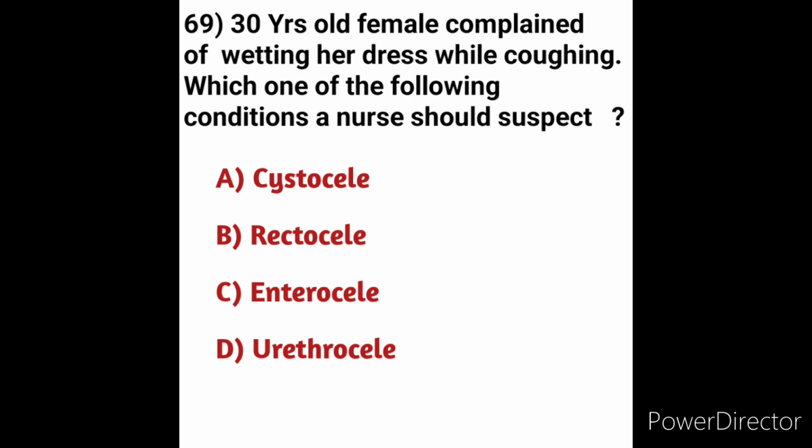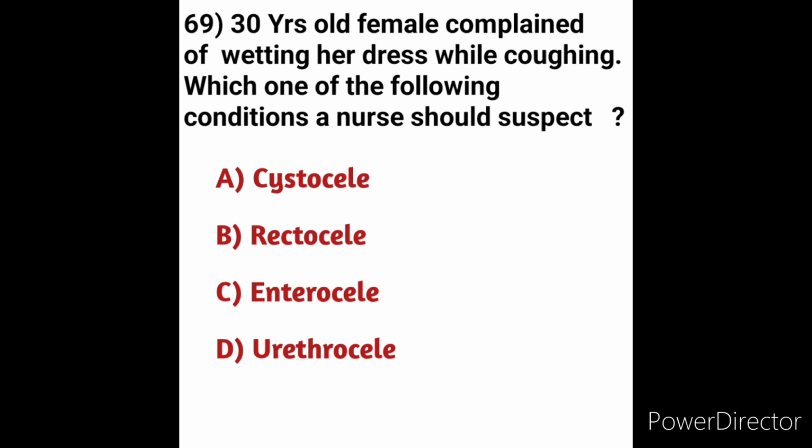We will see the options. Option A, cystocele. Option B, rectocele. Option C, enterocele. Option D, urethrocele. Let us discuss all the options in detail. What is cystocele? Cystocele is a bulge of the bladder into the vagina, nothing but a bladder hernia. Next, option B, rectocele. Rectocele is a posterior vaginal prolapse. Next we will see option C, enterocele. Enterocele is a small bowel prolapse.